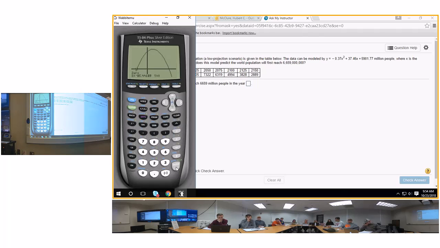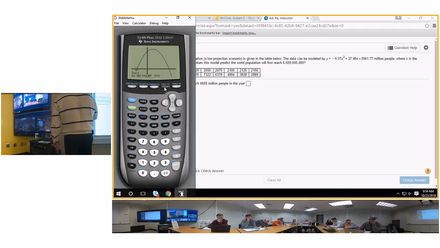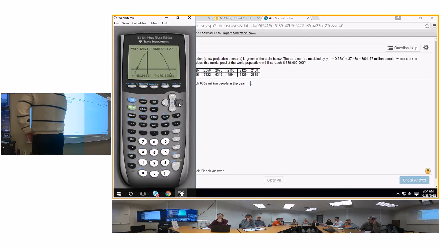Negative 85.44 and 0. That's your left x-intercept. Now we're going to go find the right intercept. Negative 85.44, that's the left one. And then I'm going to hit second trace, and I'm going to go over to the right.